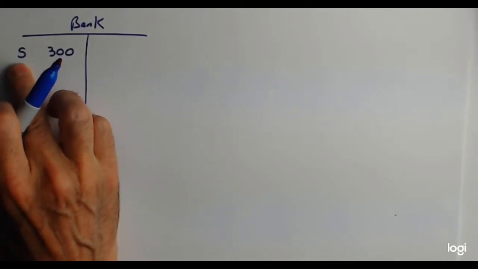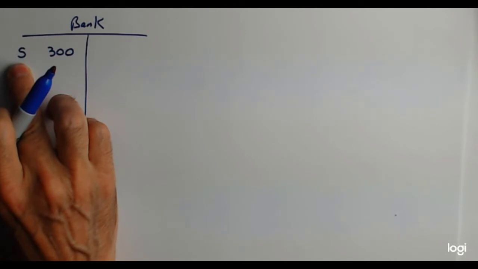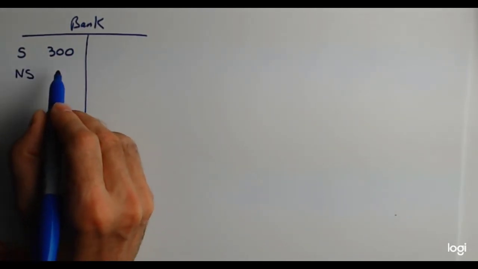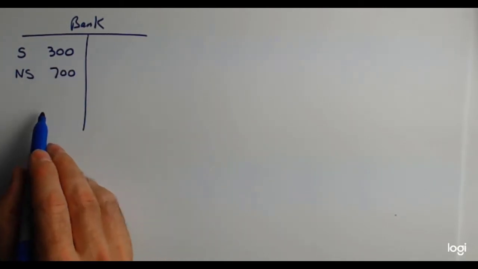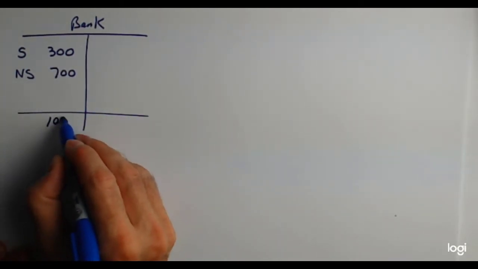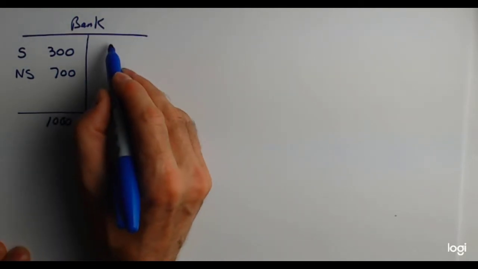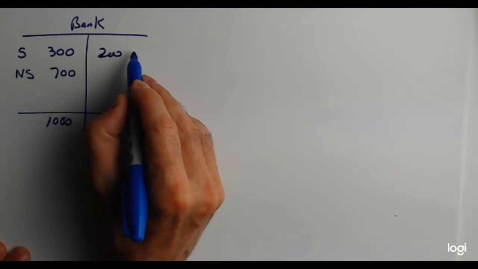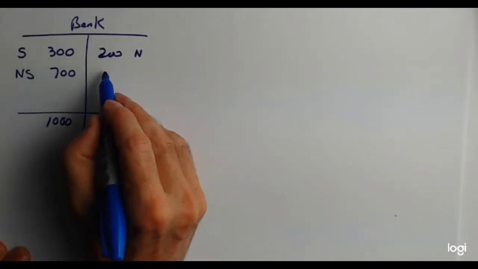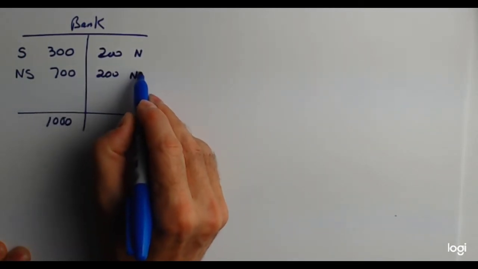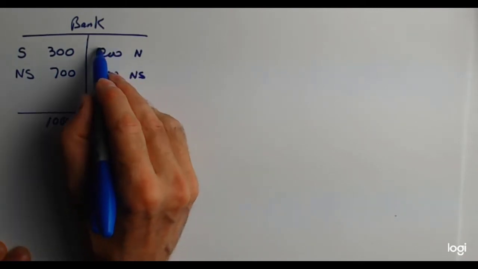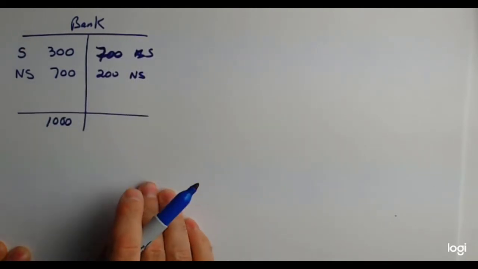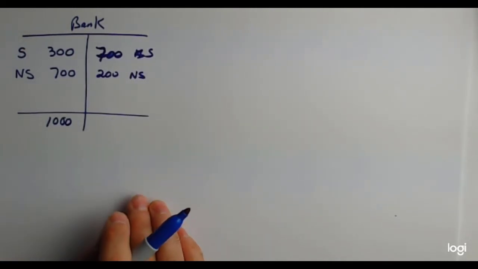And what do I mean by sensitive? I'll just label them S. Interest rate sensitive. And then we're going to have non-interest rate sensitive assets of 700. So therefore, total assets will be 1,000. Then we're going to look at the liability side, and we're going to have 200 in non-sensitive. And 700 in interest rate sensitive liabilities.